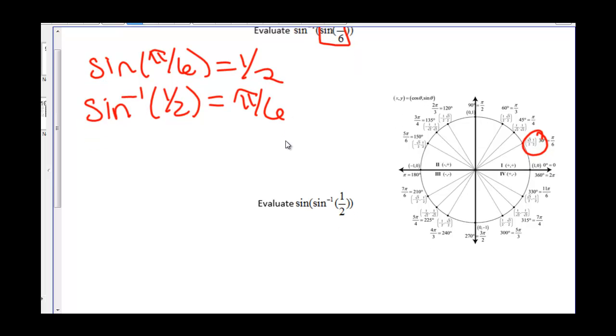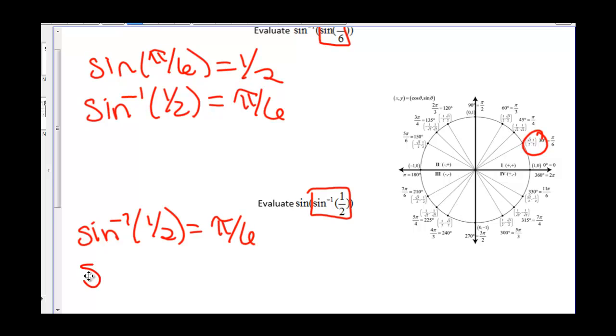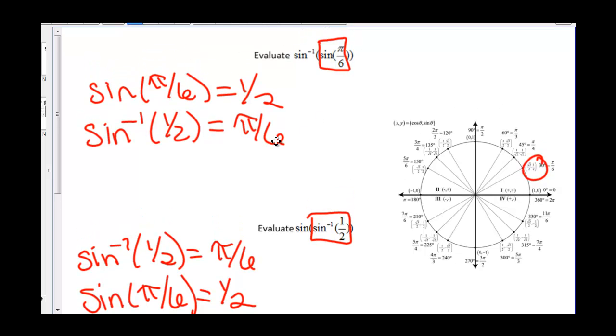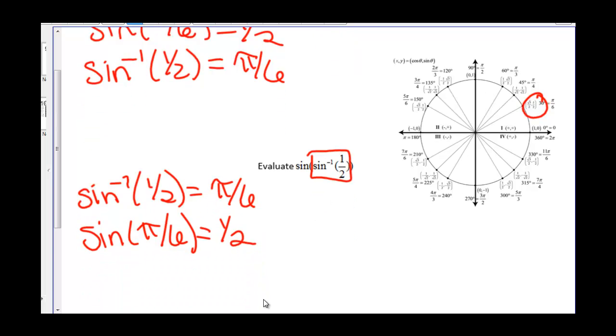Next, evaluate the sine of the inverse sine of a half. First, we do the inside, so the inverse sine of 1/2, and that gives us pi over 6. Then we find the sine of pi over 6, which gives us 1/2. So notice that we kept getting back what we started with. Here we said pi over 6, we got back pi over 6. Here we had a half, we got back a half.